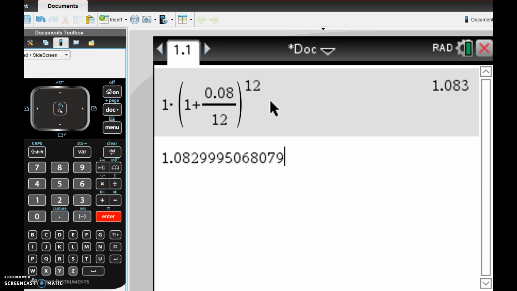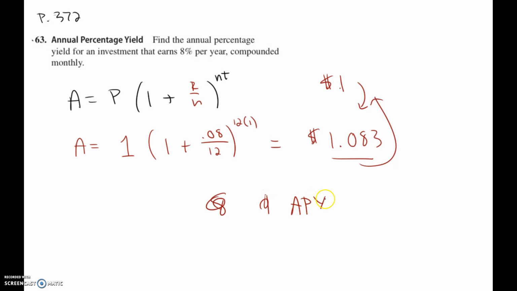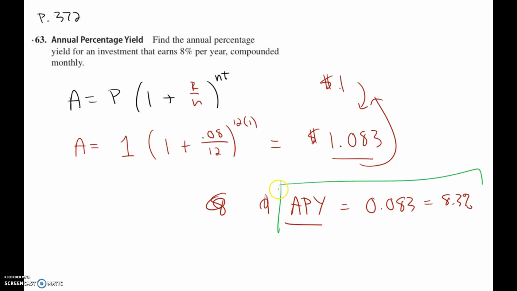1.083. So, yeah, 1.083 is pretty good. $1.083. So that means I'm going from $1 to $1.083. So if I wanted to figure out my percent yield, I would probably take this divided by 1, but of course that's just the same. So the APY, the annual percentage yield, is 0.083 or 8.3%.